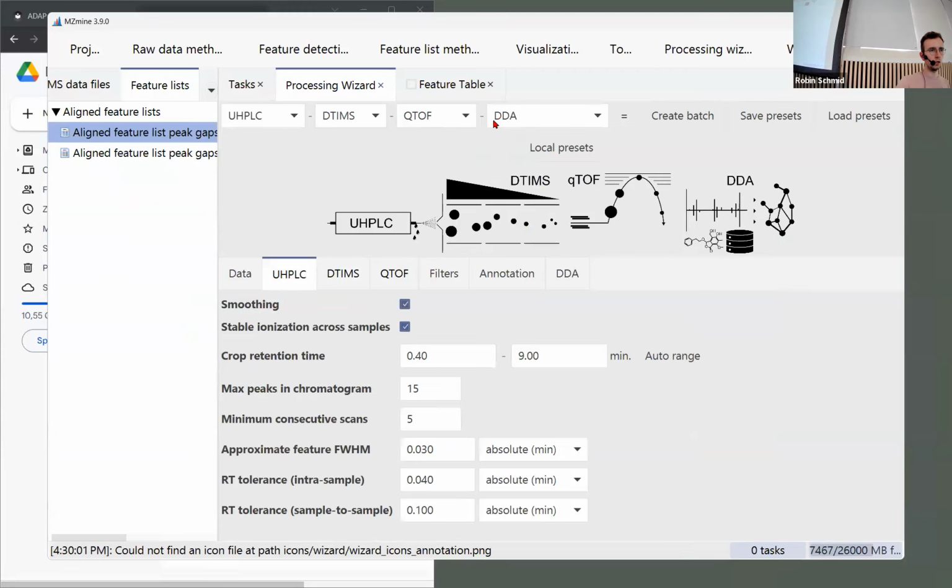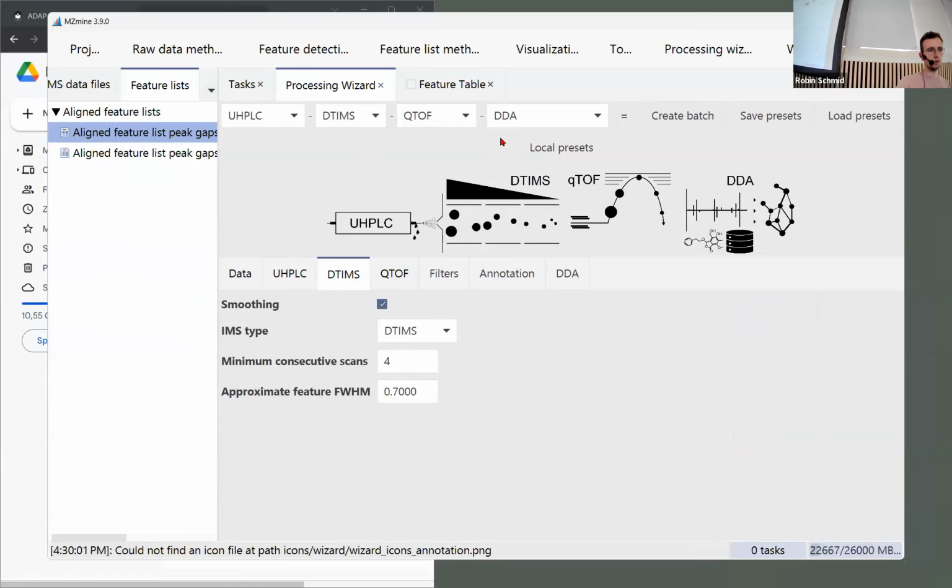So you can then import your data files. You set the LC parameters. You set it for the drift tube. And if you do data independent acquisition, you can select DIA here.